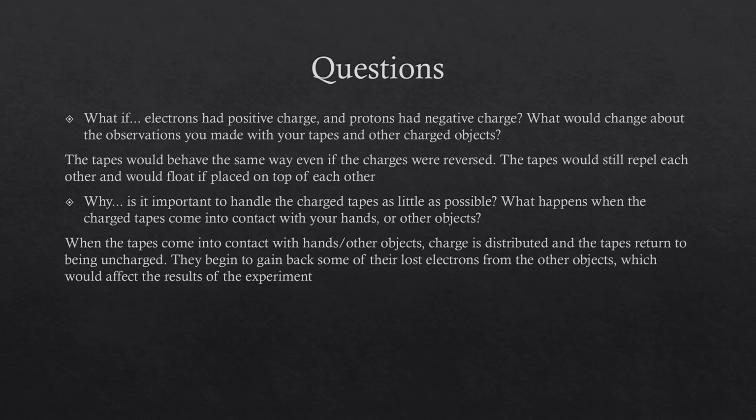If the charges of electrons and protons were reversed, my observations would not have changed. The tapes would behave the same way. They would still repel each other and would float if placed on top of each other. It is important to handle the charged tapes as little as possible because when the tapes come into contact with hands and other objects, charge is distributed and the tapes return to being uncharged. They begin to gain back some of their lost electrons from other objects, which would affect the results of the experiment.